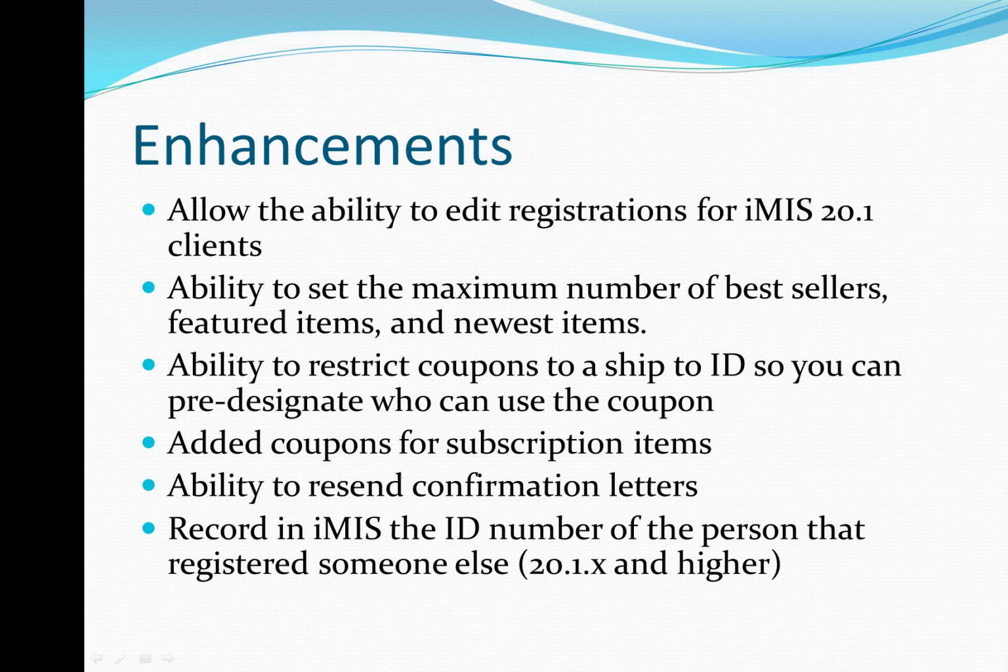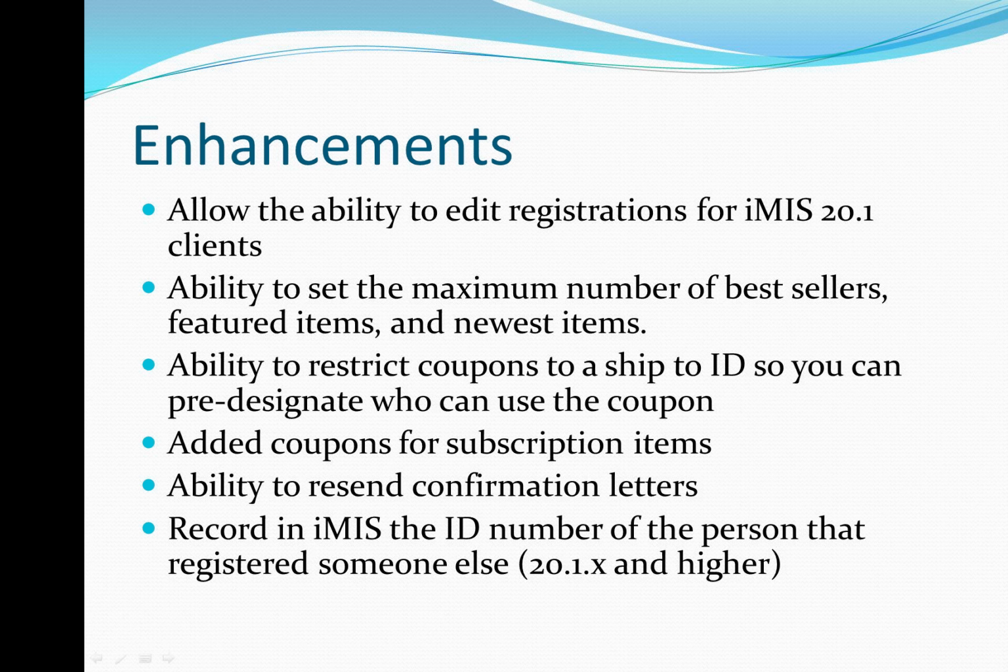The other one that we're doing is the ability to record in iMIS the ID number of the person that registered somebody else. That's a new feature that iMIS has provided. There is a new field in iMIS 20.1 and above that will let you record who registered. So Randy registered Laura, and it will record on there that Randy actually did that registration. That's important because at the end of the process when you check out, now we know that Randy, who made the purchase, is authorized to see that receipt.